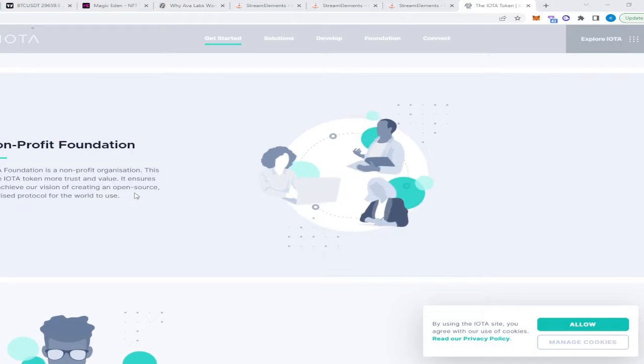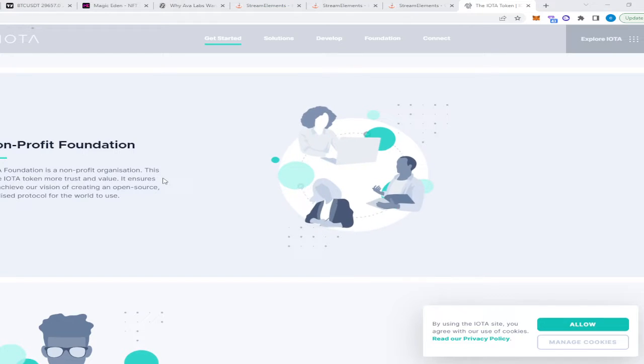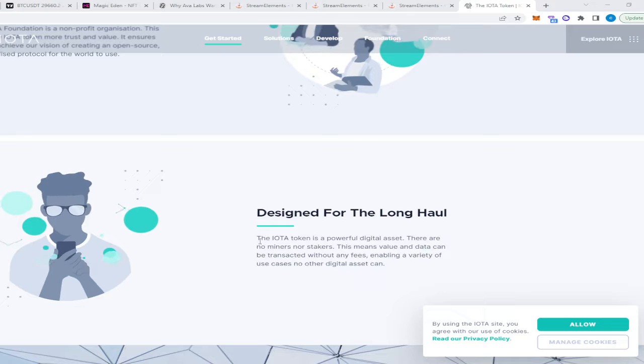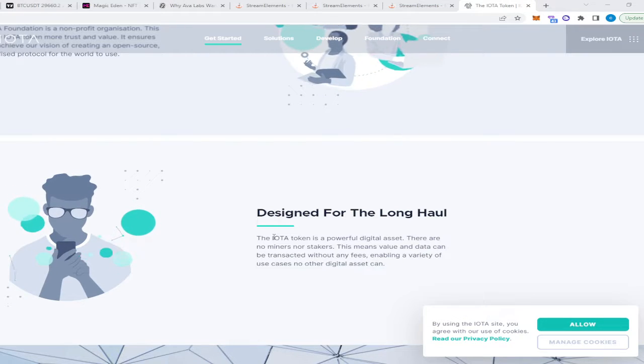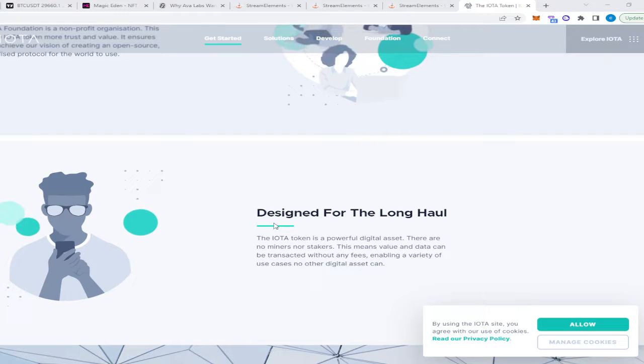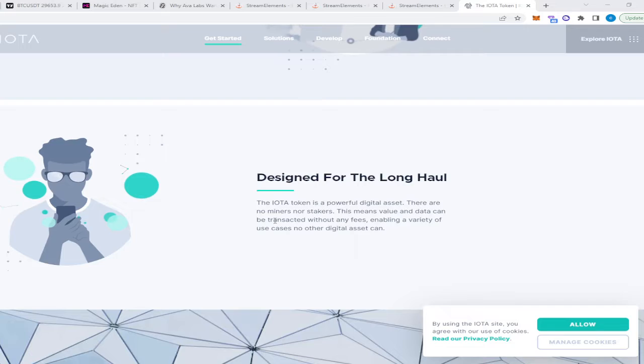This year's IOTA token, more trust and value. It ensures we can achieve our vision of creating an open source standardized protocol for the world to use, and it's designed for the long haul. The IOTA token is a powerful digital asset. There are no miners, no stakers. This means value and data can be transacted without fees, enabling a variety of use cases no other digital asset can.